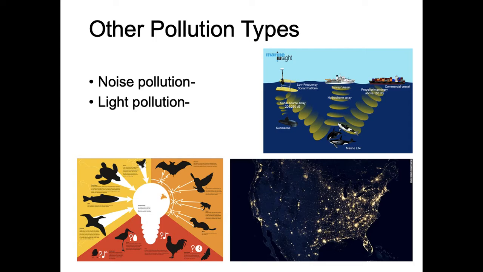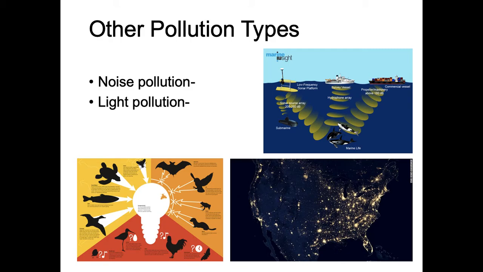A couple other types of pollution that I mentioned before are noise pollution and light pollution. Noise pollution can interfere with organisms' ability to communicate with one another. A classic example is marine mammals. They need their hearing to communicate long distances with each other. And sometimes sonar used by commercial and military vessels can be very, very loud underwater and can actually harm the hearing of some marine mammals, and that can be very harmful.